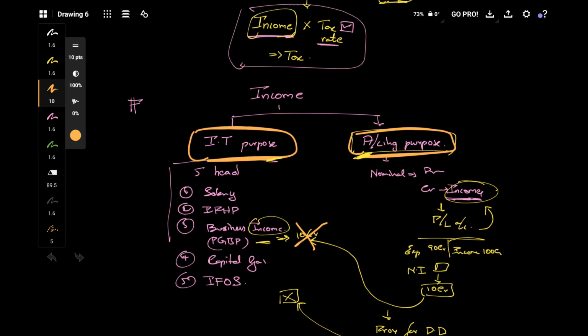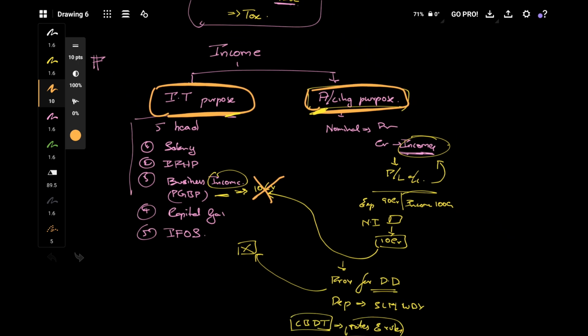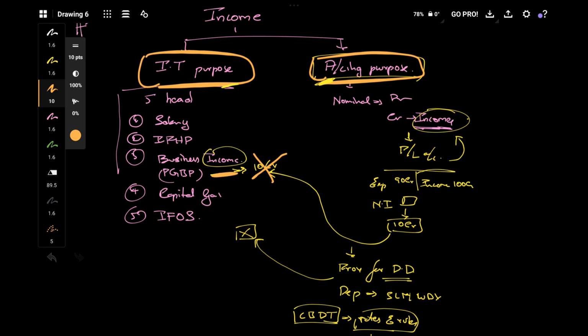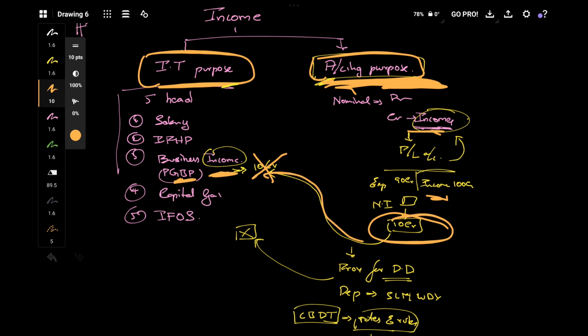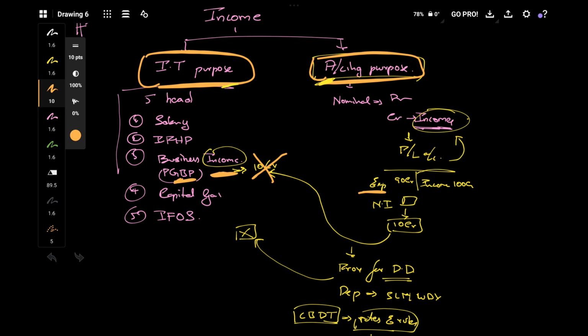Apart from that, income for income tax purposes is different and income for accounting purposes is different. In case of income for income tax purposes, we'll take business income. For PGBP, we'll compute business income. And in case of accounting purposes, we'll compute some business income. So the same income which we have computed in accounting, that is 10 crores net income, we can't take directly to the income tax purpose income. Why? Because the expenses and incomes which we consider in accounting purposes are different from income tax purposes.